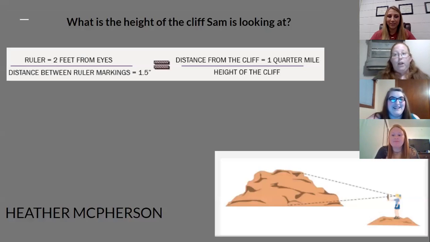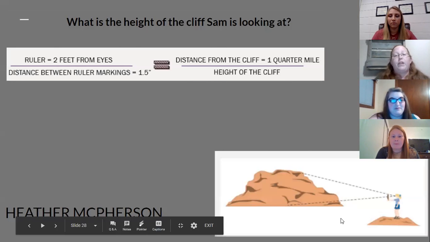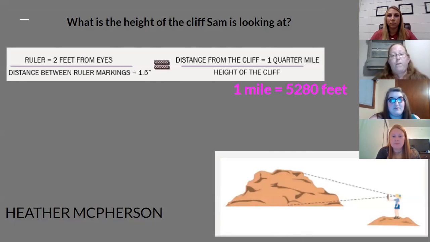Okay, so here we have Sam looking at a cliff, and we know from the information in the question that she is standing, the ruler is 2 feet from her eyes, and the distance between the ruler markings is 1.5 inches. That equals the distance from the cliff, which is 1/4 mile, divided by the height of the cliff. What we want to know is the height of the cliff. So first, you look at what 1/4 of a mile is. We know that a mile equals 5,280 feet. Divide that by 4, and you get 1/4 mile equals 1,320 feet.